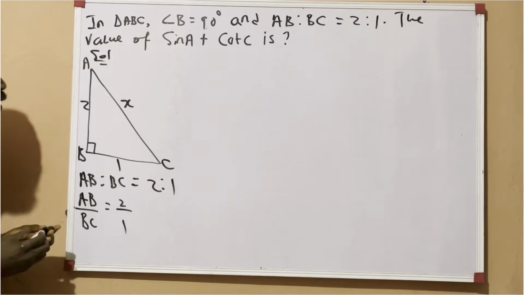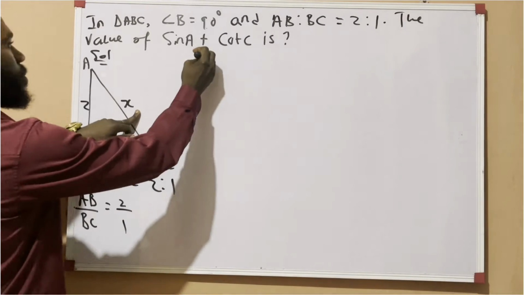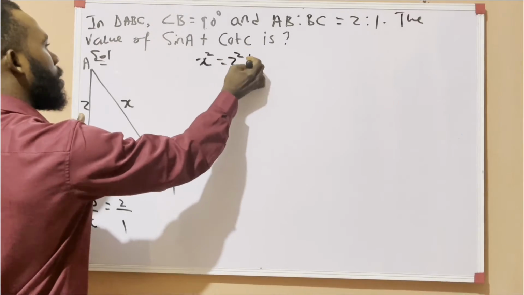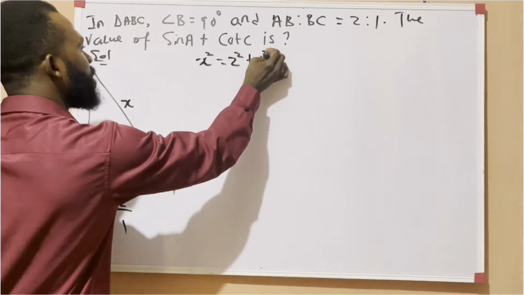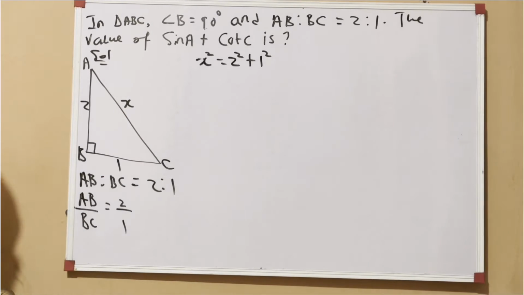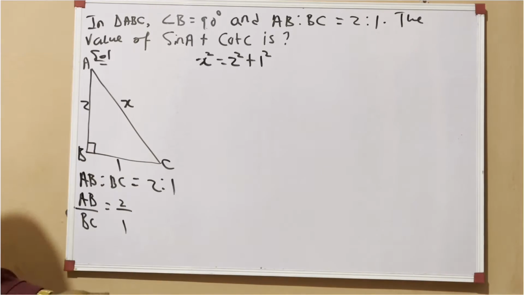Now, for us to be able to solve for X, we need to apply Pythagoras' theorem, which says X squared is equal to 2 squared plus 1 squared. Now, the question is, why did I add? It is simple. I added because I was looking for the hypotenuse. But when you are looking for the values of the two other sides, you subtract.